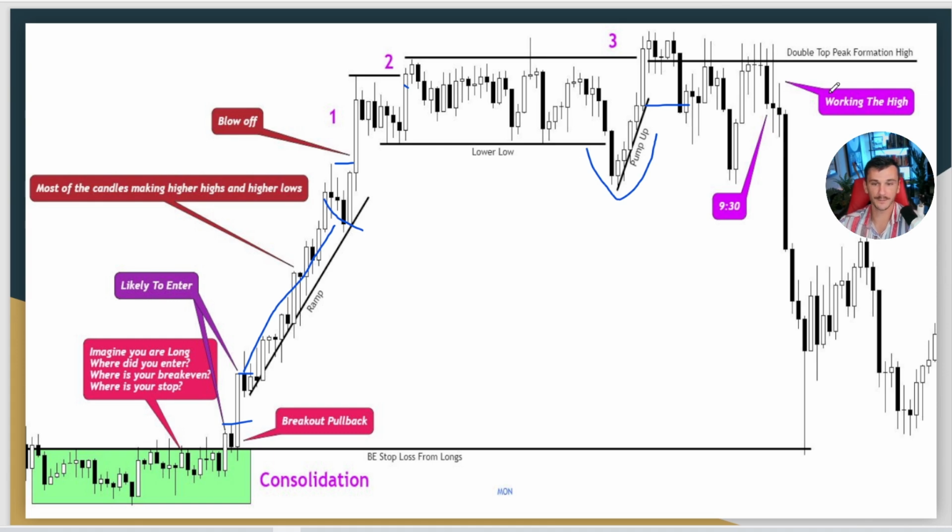So they're working the high of the day, they're working the high of this peak formation. We've made the lower low already and pumped it back up into the high, so now it might be ready to start to follow through. All I have to do is wait for my timing window and the appropriate time.